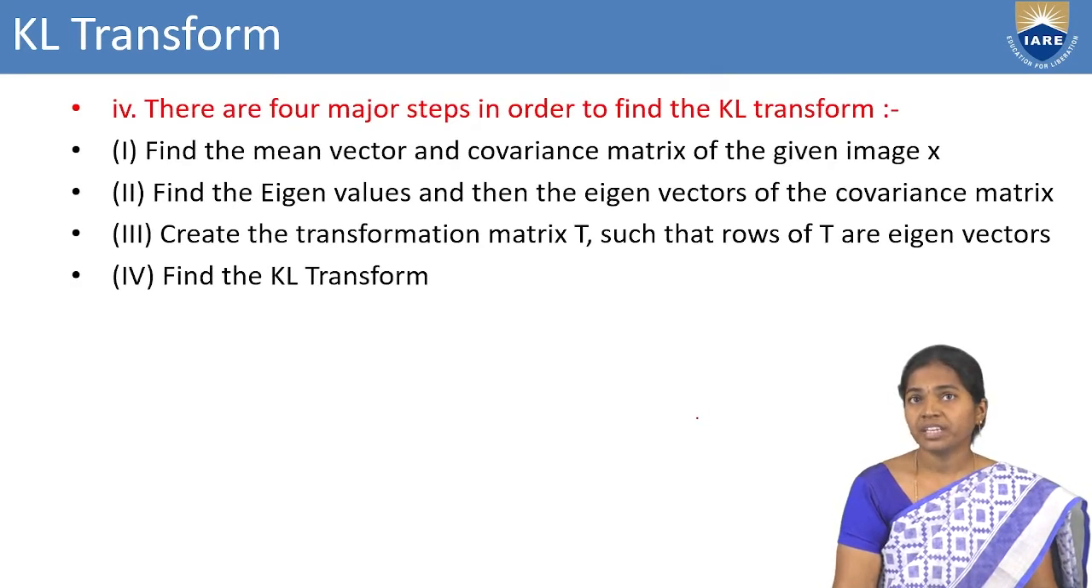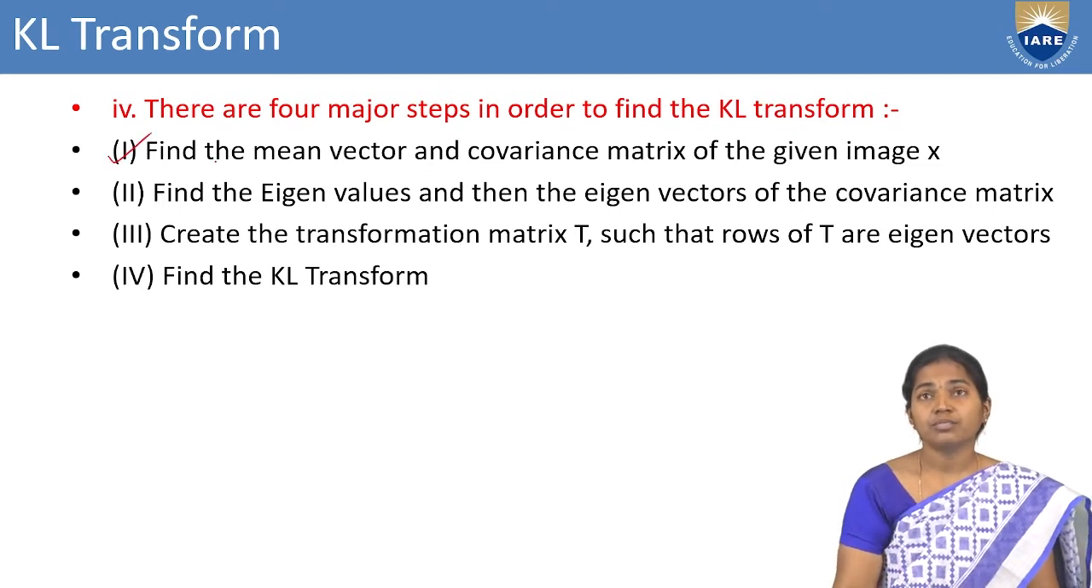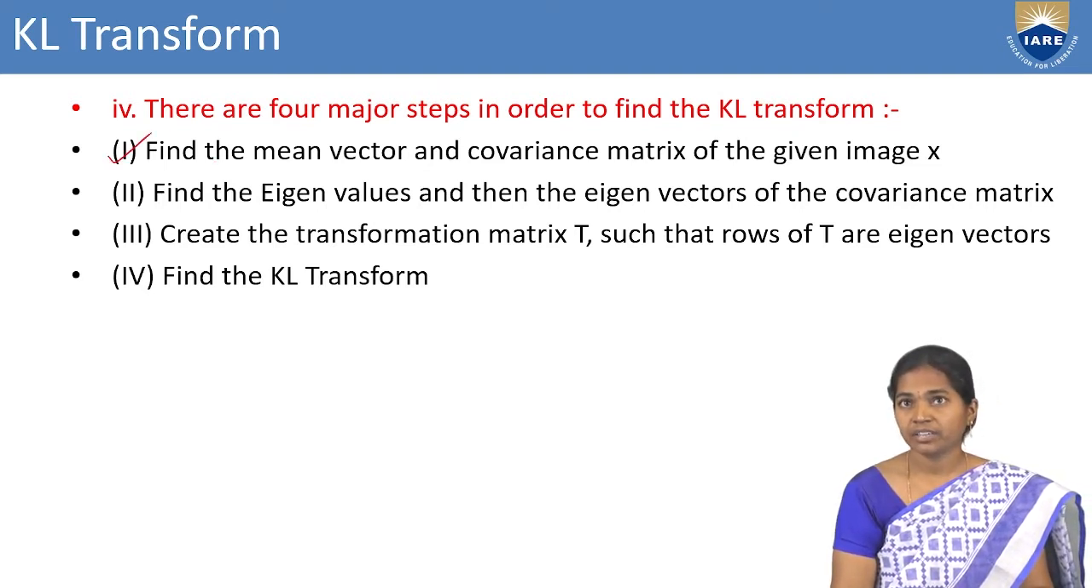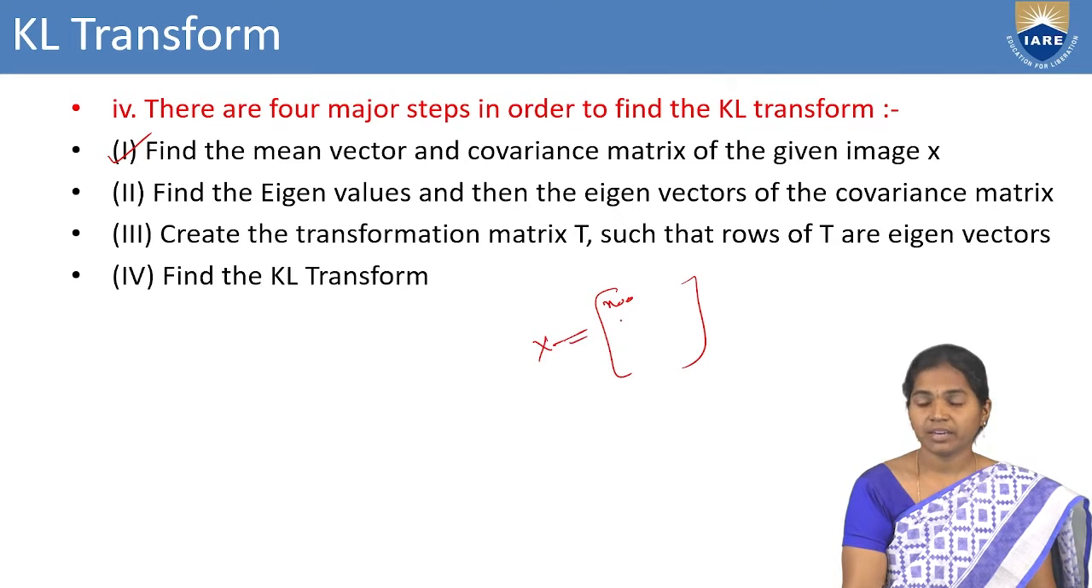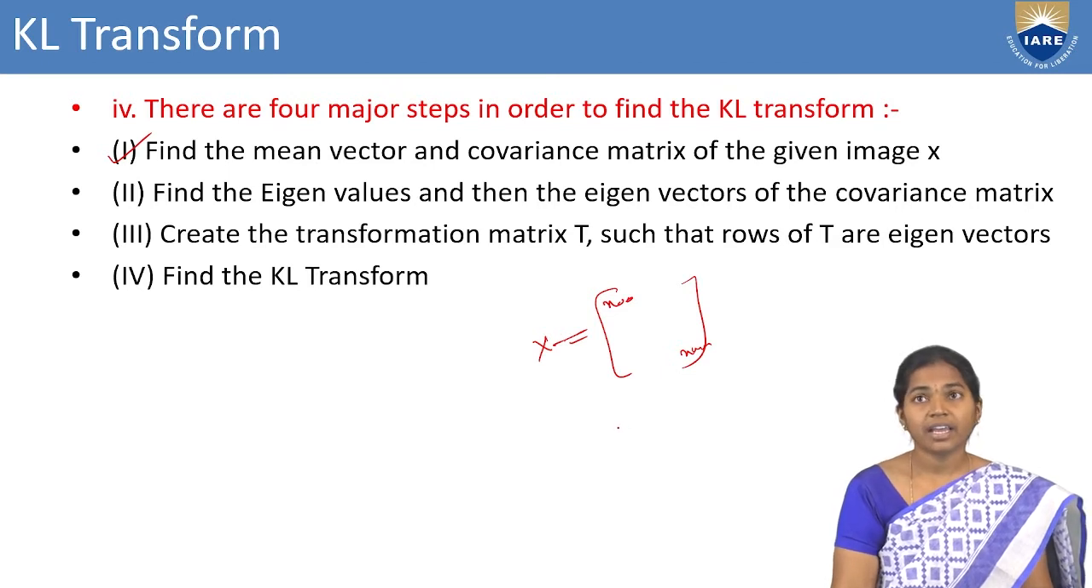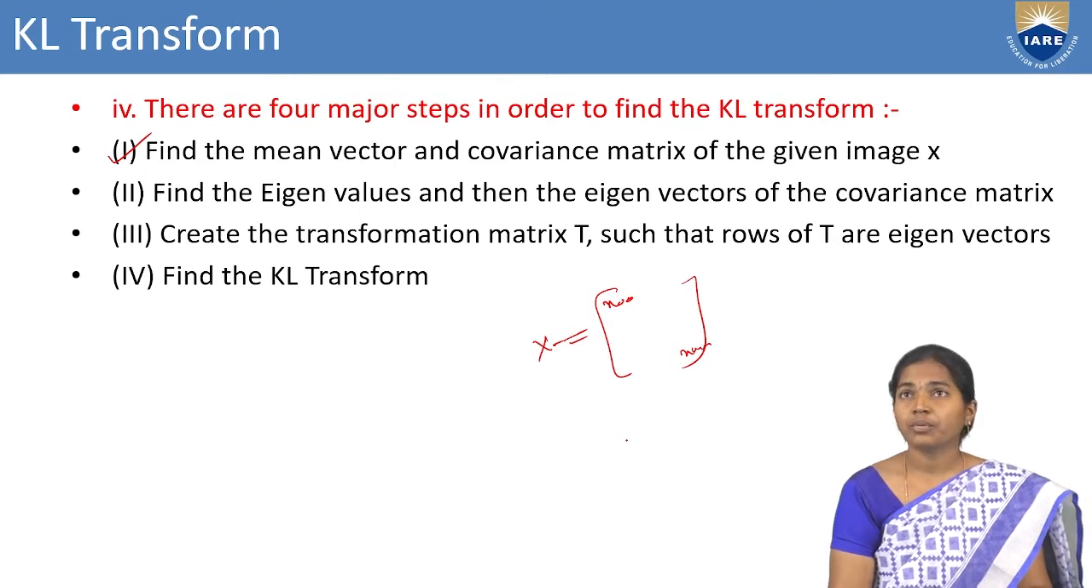And here there are four major steps in order to find the KL transform. So what are the four steps? First one, find the mean vector and covariance matrix of the given image. Here find the covariance matrix of x(m,n). Second, find the eigenvalues and then the eigenvectors of the covariance matrix.